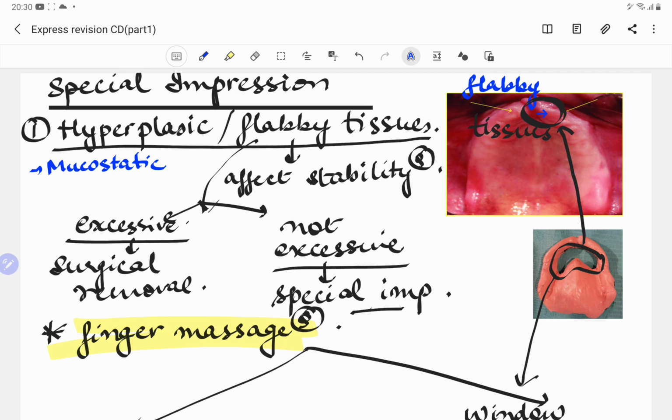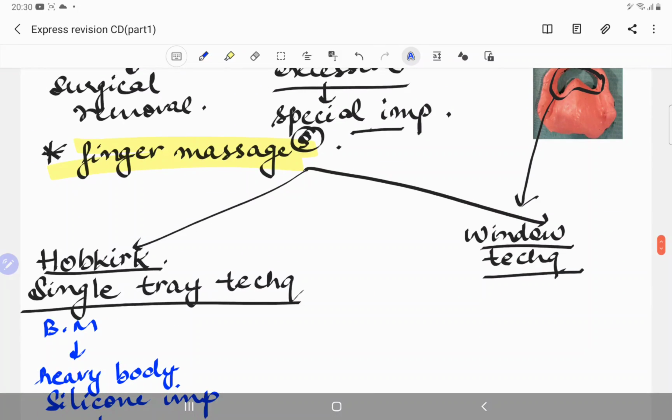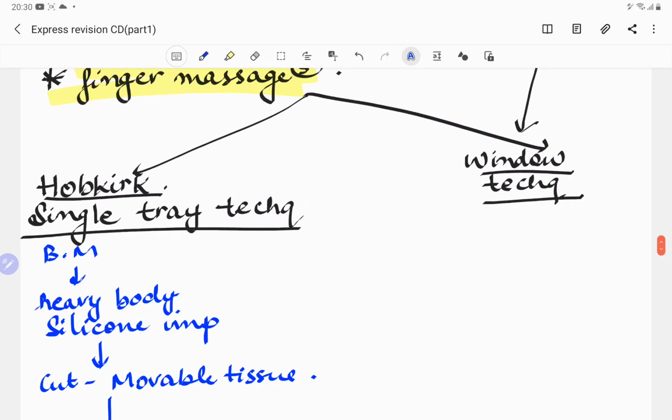When this area is already moving, if you put pressure, it is going to move to and fro. So what do we want? We want to make it static, so we are not putting pressure in this area. We take the impression from a material which does not put pressure, that is the mucostatic impression technique, and we covered in the previous video that the mucostatic impression material is our impression plaster.